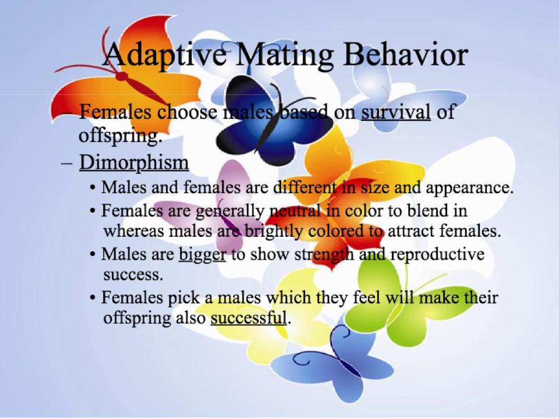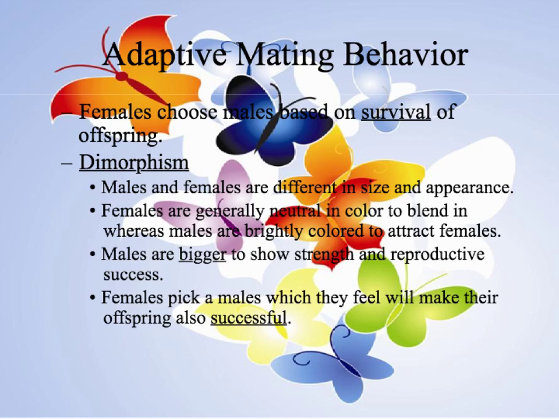So adaptive mating behavior: females choose males based on survival of offspring. Females are looking for males that are the healthiest, the strongest, maybe the smartest, but whatever it is, they're looking for males that are going to have the most successful set of traits. Not because that male may or may not help them rear their offspring, but because those successful traits will hopefully be represented in their offspring.